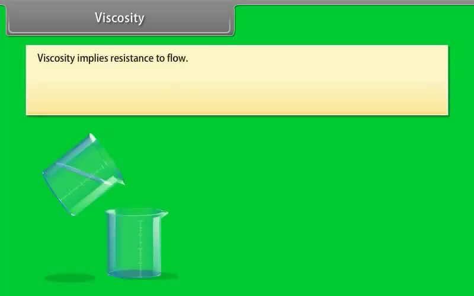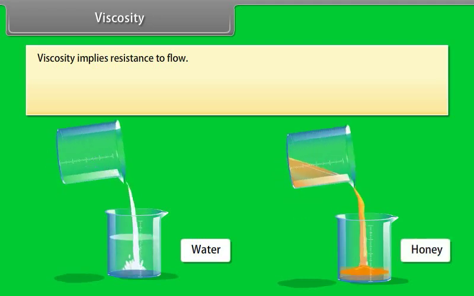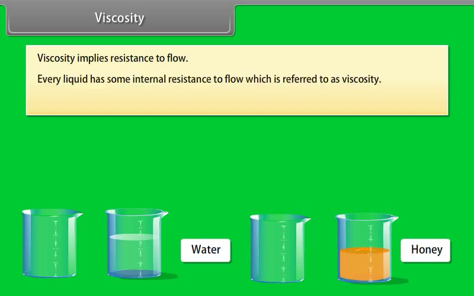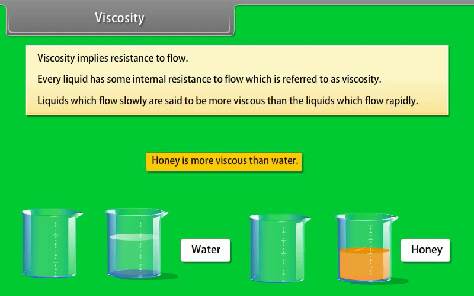Viscosity. Viscosity implies resistance to flow. It is a well-known fact that some liquids such as honey, castor oil, glycerin, etc. flow slowly, whereas others like water, petrol, ethanol, etc. flow rapidly. This means that every liquid has some internal resistance to flow, which is referred to as viscosity. Liquids which flow slowly are said to be more viscous than the liquids which flow rapidly.